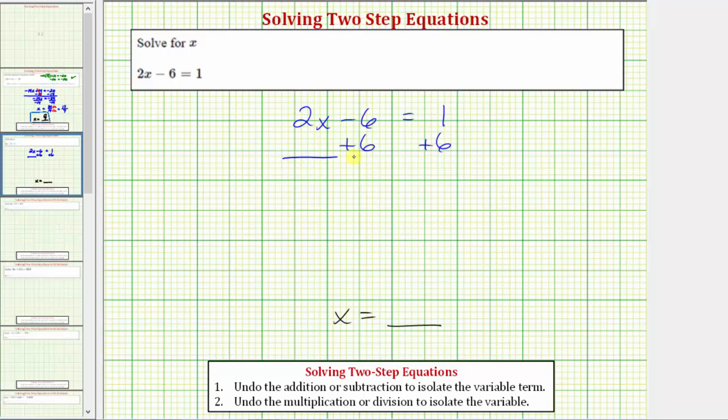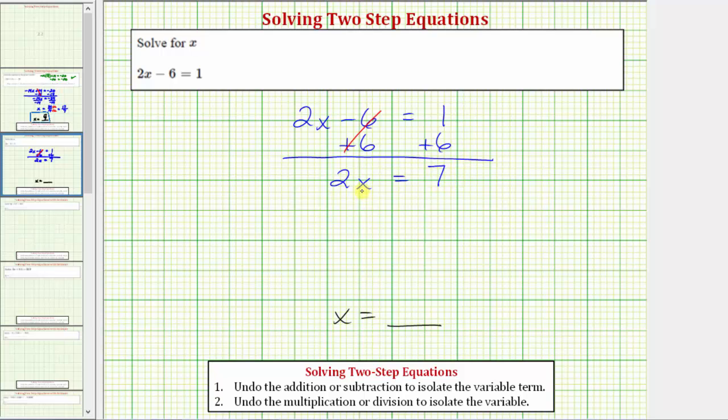And now simplifying both sides of the equation, the plus 6 undoes the minus 6, or negative 6 plus 6 equals 0. So these two terms simplify out, and now we just have the variable term 2x on the left side. So we have 2x equals, on the right side we have 1 plus 6, which equals 7.